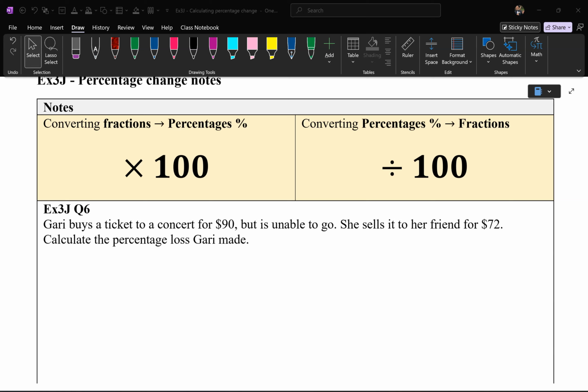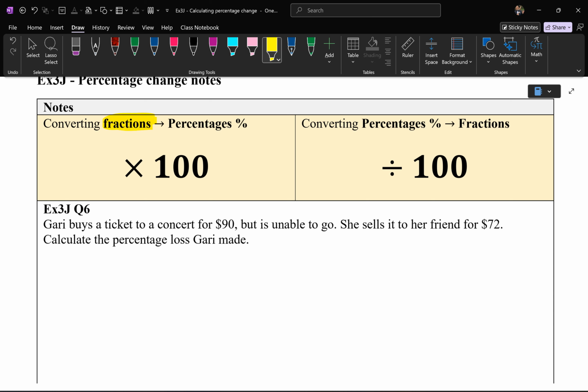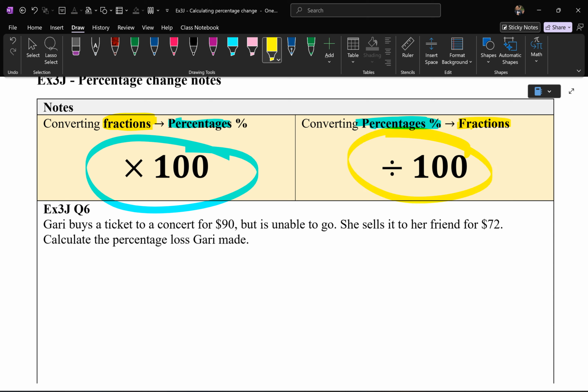All right, let's begin. So here, exercise 3J, percentage change notes. Last session, I showed you only two key skills. If you want to change something, let's say fractions or decimals, to a percentage, you just times by 100. So as long as you have 100 of them, right? Whereas if it's the other way around, if you're trying to change percentages to fractions or decimals, then it's the opposite of that. So you work backwards and say, what if I divide it by 100? Instead of having 100 of them, I only need one of them. Yeah? So those are the only two skills for 3G, 3H, and today 3J.